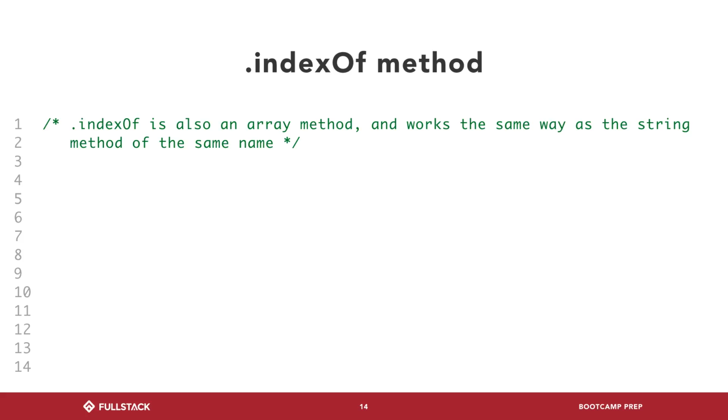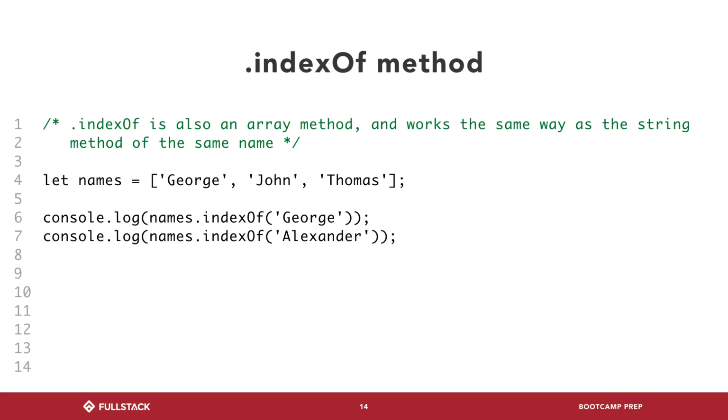Okay, the next method we're talking about, so now we're out of the realm of adding and removing things from the beginning to the end. The next method we're talking about is the indexOf method. indexOf also exists for strings, so this is somewhat shared, I guess. Basically, indexOf is just a search function. If I have an array, and I do names.indexOf and pass in an element, it will go through the array and try to look for that element.